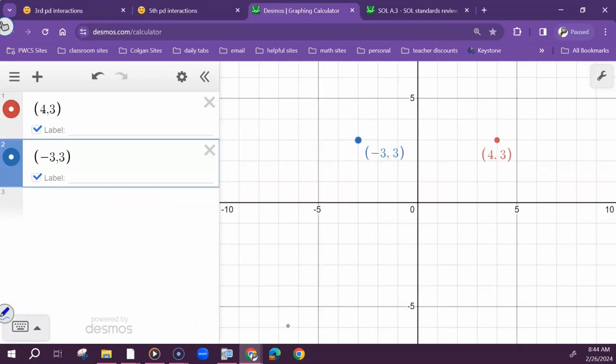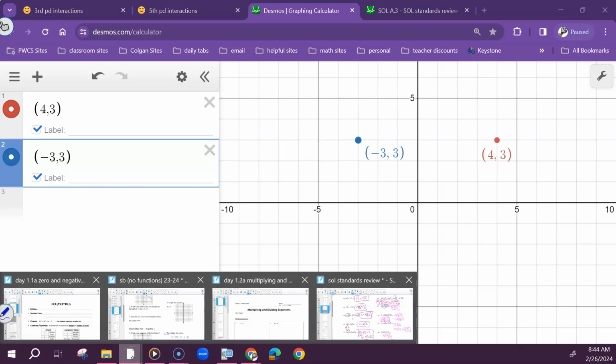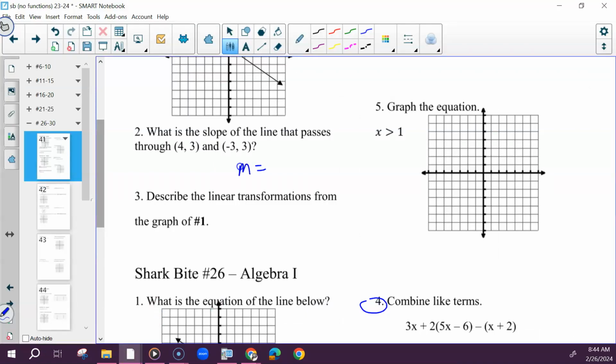So if you put the two points in, these make a horizontal line. Horizontal lines have slopes of zero, so that was the slope of that. You could have also seen that your y values are the same, so those would have been on the same horizontal line, and that would have also put the slope of zero.